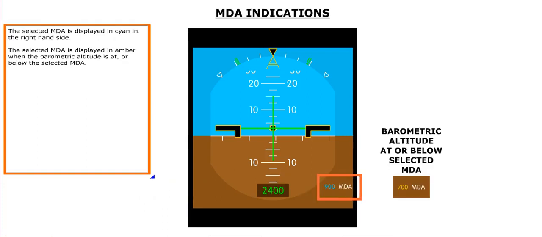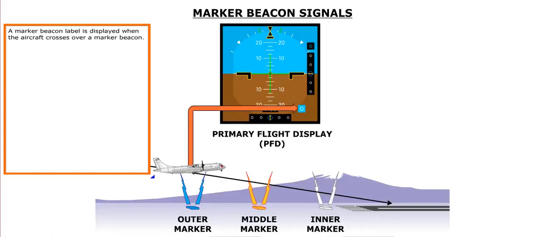The selected MDA is displayed in cyan, in the right-hand side. The selected MDA is displayed in amber when the barometric altitude is at, or below the selected MDA. A marker beacon label is displayed when the aircraft crosses over a marker beacon.